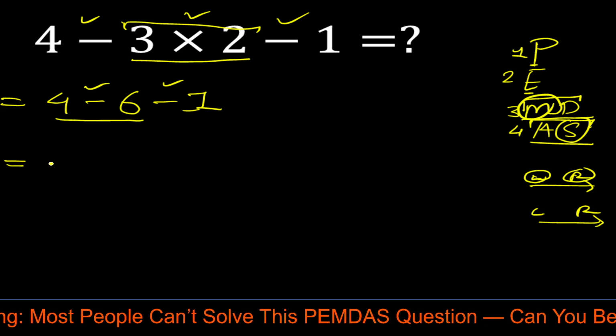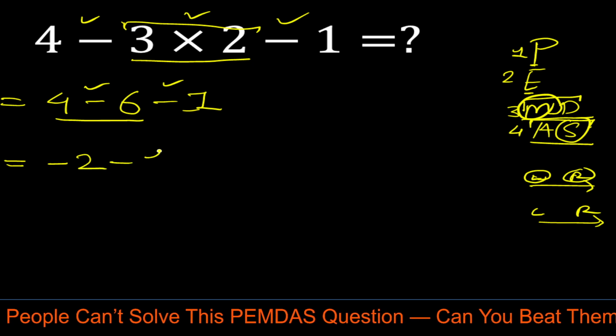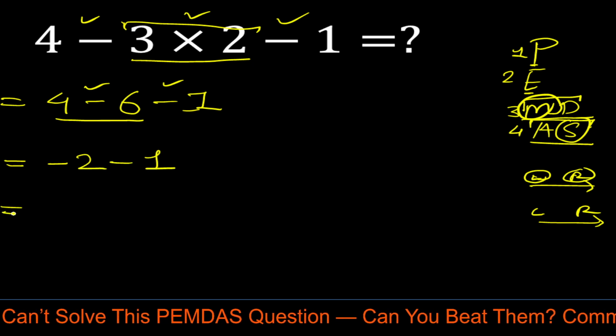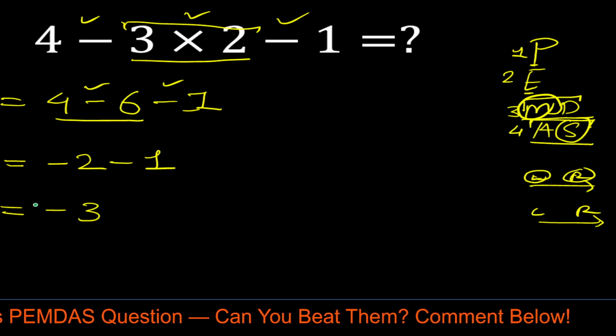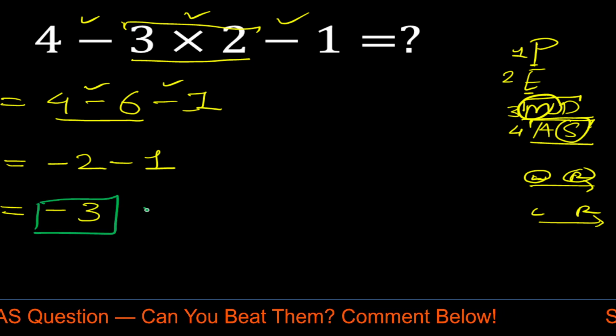So 4 minus 6 is equal to minus 2, minus 1. So minus 2 minus 1 is equal to minus 3, right? So the correct answer is minus 3.